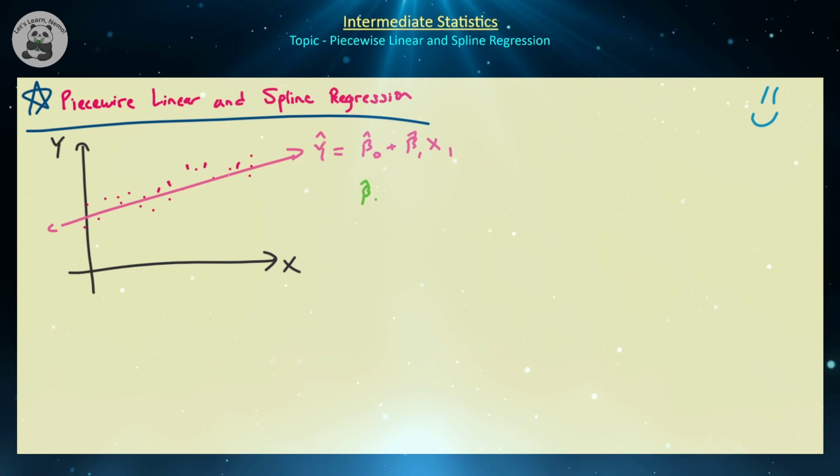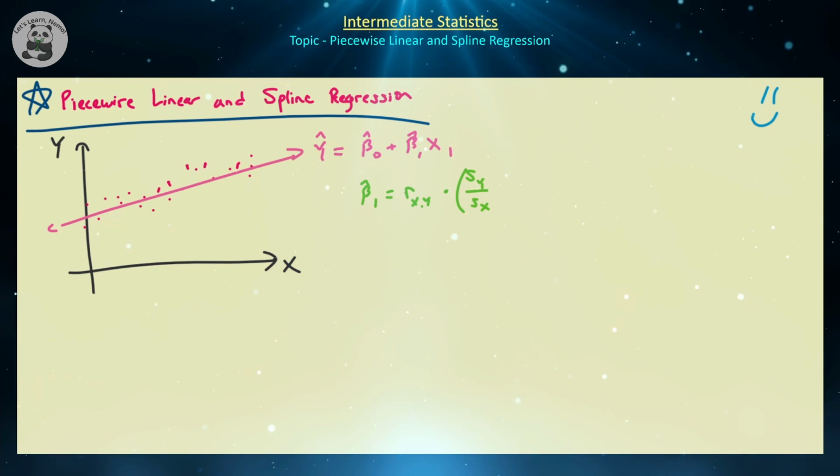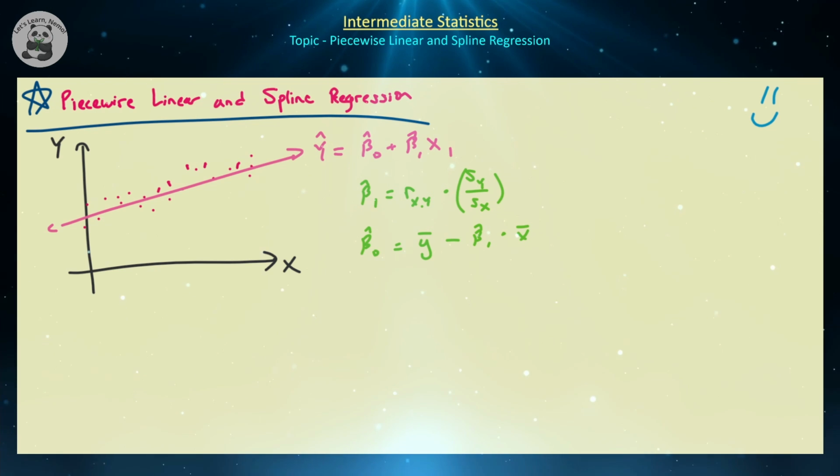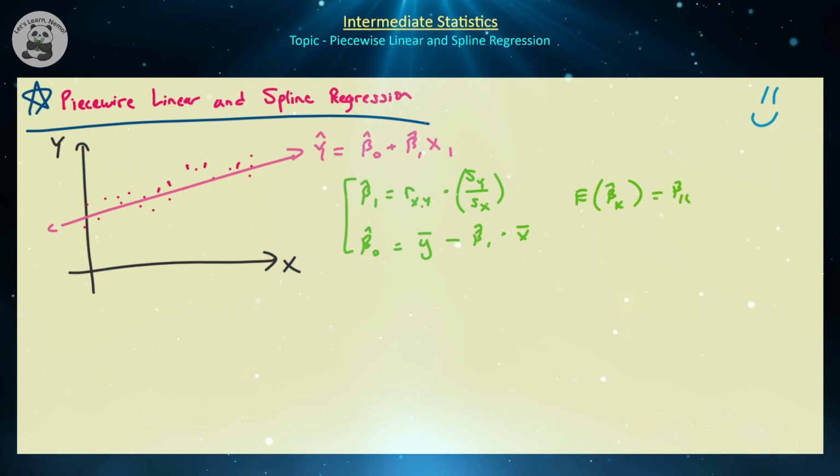In particular, beta hat 1 is equal to the correlation between x and y times the standard deviation of y divided by the standard deviation of x. And beta hat 0 is equal to the average of our y values minus the slope of that linear regression line times the average of those x values. And one, of course, can show that the expected value of beta hat k is equal to beta k. In particular, these are unbiased estimators.